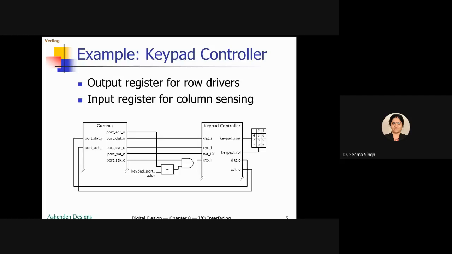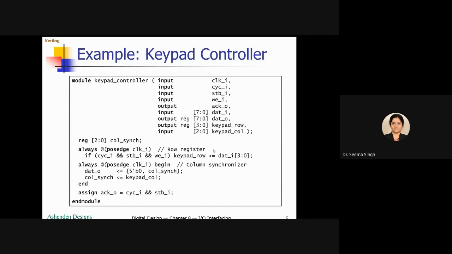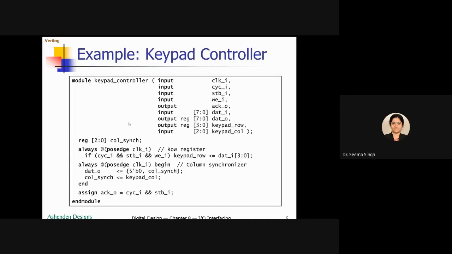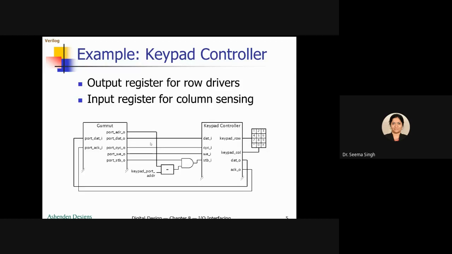Control register means what? It will go and store a high into those registers if it is in a working mode. So this is written by the processor. You saw how the Gumnut processor is writing this into the control register. This is the input, and this is directly connected to the output port of the processor. So the processor writes this control register for the IO controller.